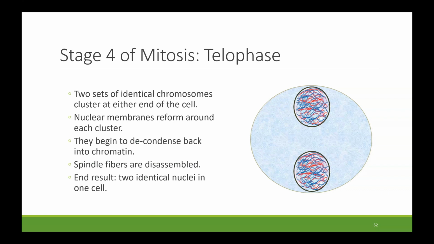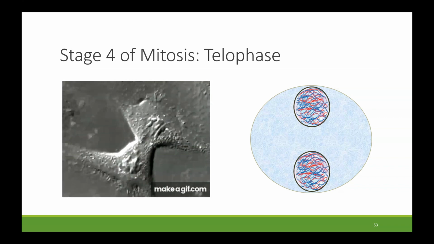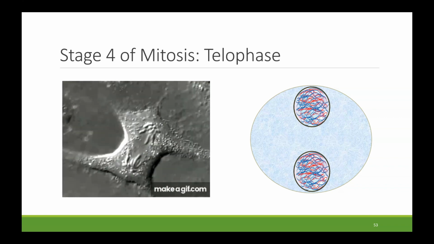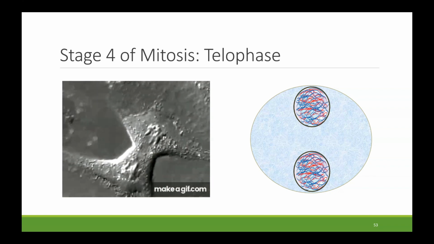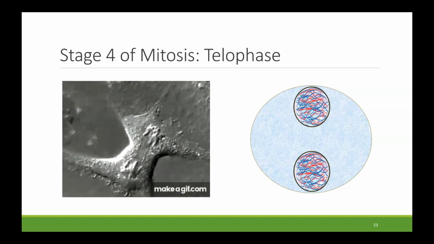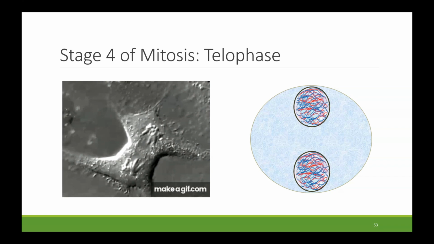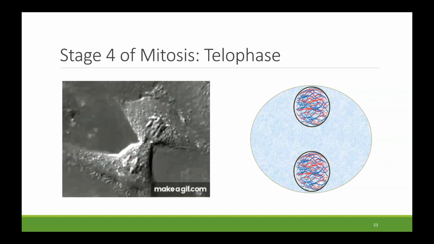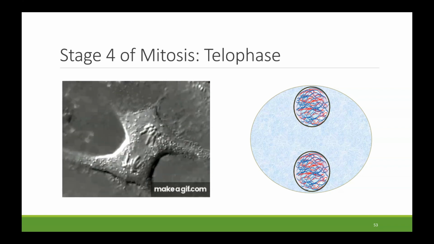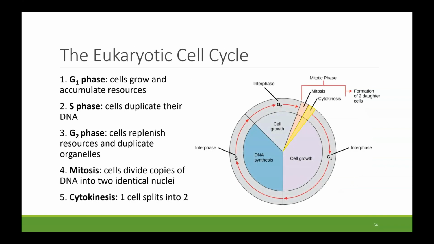And as with the other steps, here's what this looks like under the microscope. So as you can see, the chromosomes are in clusters, and you can see how they are even starting to lose that chromosome shape as the DNA is unwinding. And then you can even see the cell is actually beginning to split. So in this part of the video, we're getting a sneak peek of the very last stage of the cell cycle, which is called cytokinesis. Cytokinesis is where the one cell finally splits into 2.